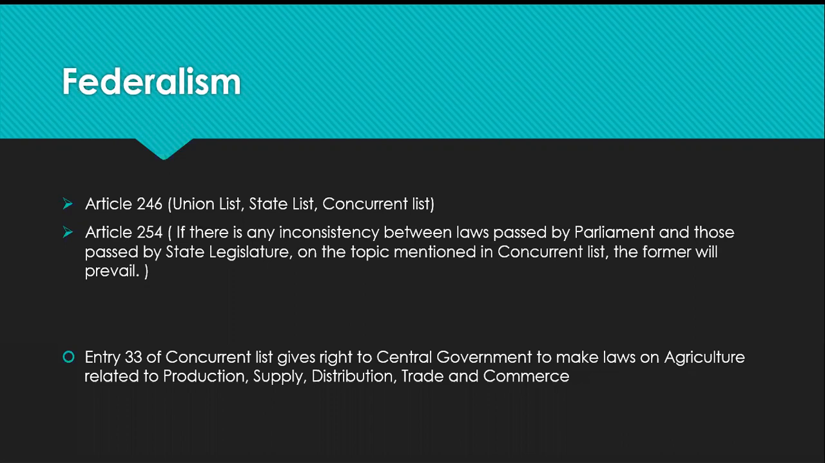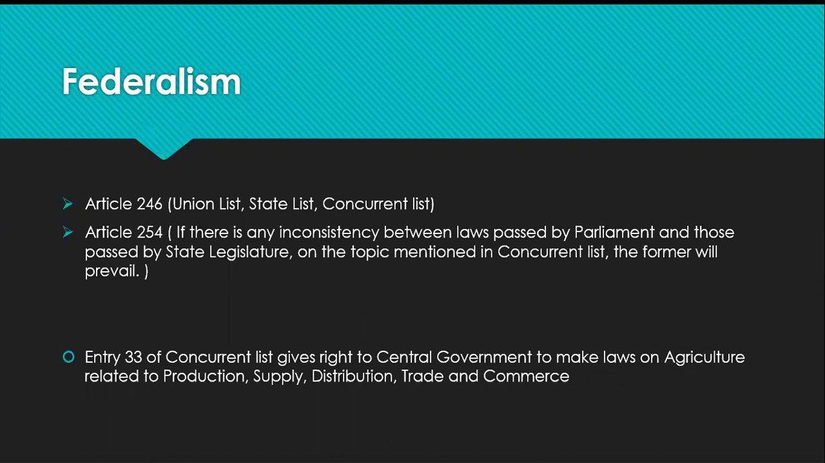Suppose there is a topic which is mentioned in the Concurrent list, and the center makes law on that topic and the state also makes law on that topic, and suppose a condition arises that the law made by the center and the law made by the state are absolutely inconsistent, not matching, contradictory to each other. Then what will happen? As per Article 254, which is tilted towards the center, if there is any inconsistency between laws passed by Parliament and those passed by the state legislature on the topic mentioned in the Concurrent list, then the former will prevail. Means the law of the center will prevail. It doesn't matter that the state has also made the law on the same topic, the law of the center will prevail.